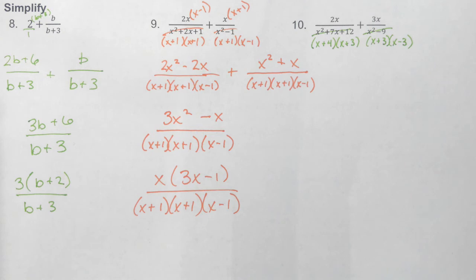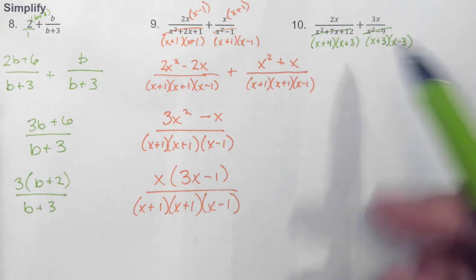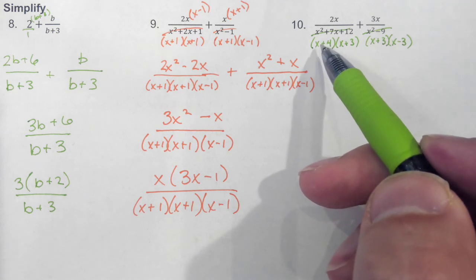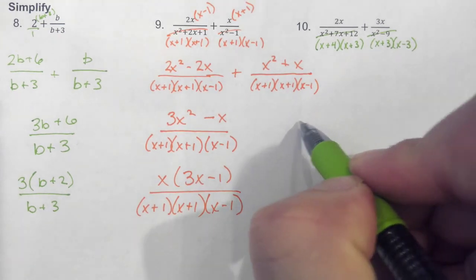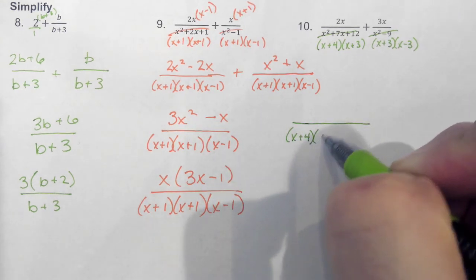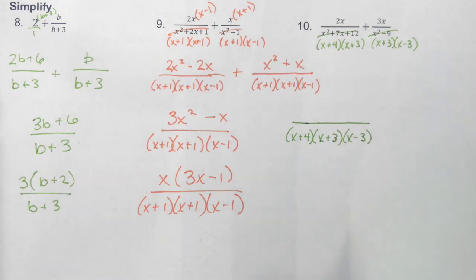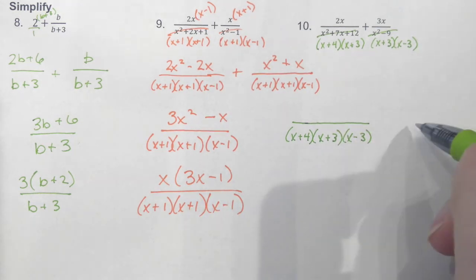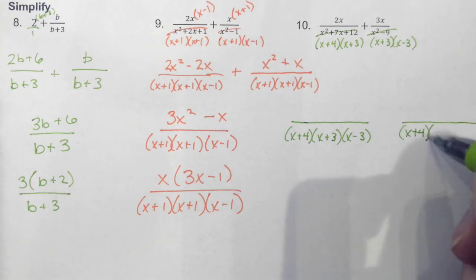And then I can find my common denominator. So they have an x plus 3 in common. I will need the x plus 4 that's not in common and the x minus 3 that's also not in common as well. So my common denominator is going to be x plus 4, x plus 3, and x minus 3. And the order of that doesn't matter. If you have it in a different order, it's fine. Make two fractions, each with that as the common denominator.